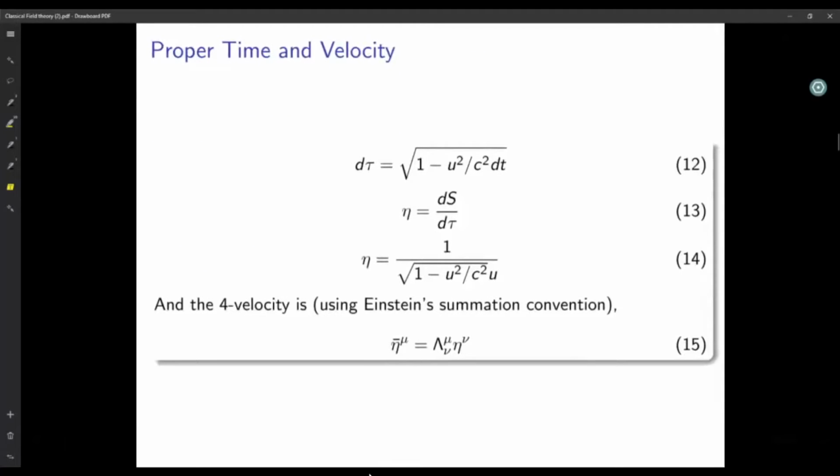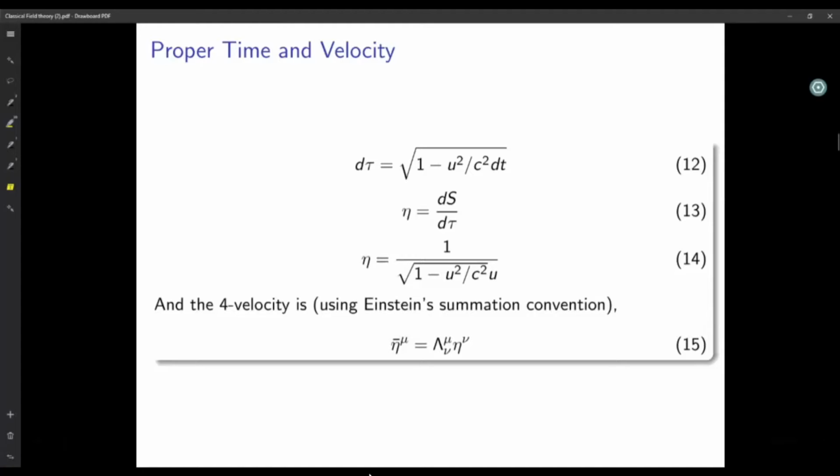Proper time and velocity. What is proper time? Proper time is just how fast your clock runs while traveling on a world line. So what is a world line? It's just a path taken in special relativity, without any reference frame.